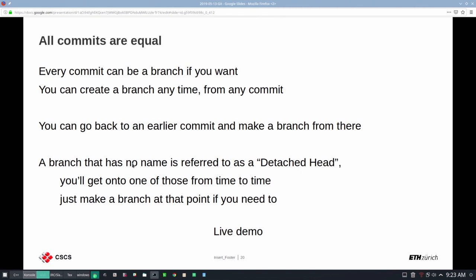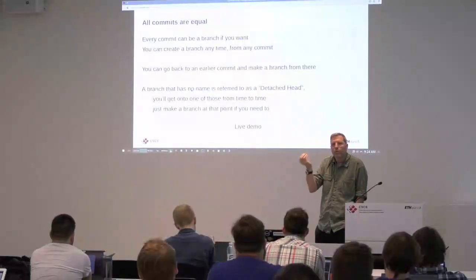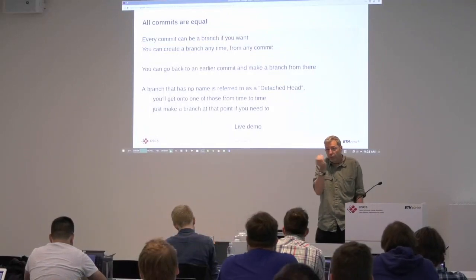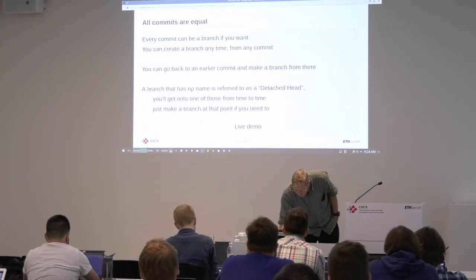When you start checking out points in the tree which aren't points of branches, you can get yourself into what's known as a detached head. You'll see this message sometimes when you try and pull from somewhere or push to somewhere, and it says you're in a detached head. It just means there's this tree of commits, and you've managed to get yourself onto a point which doesn't have a name anywhere. So Git can't really help you track it. But you can just create a branch at that point.